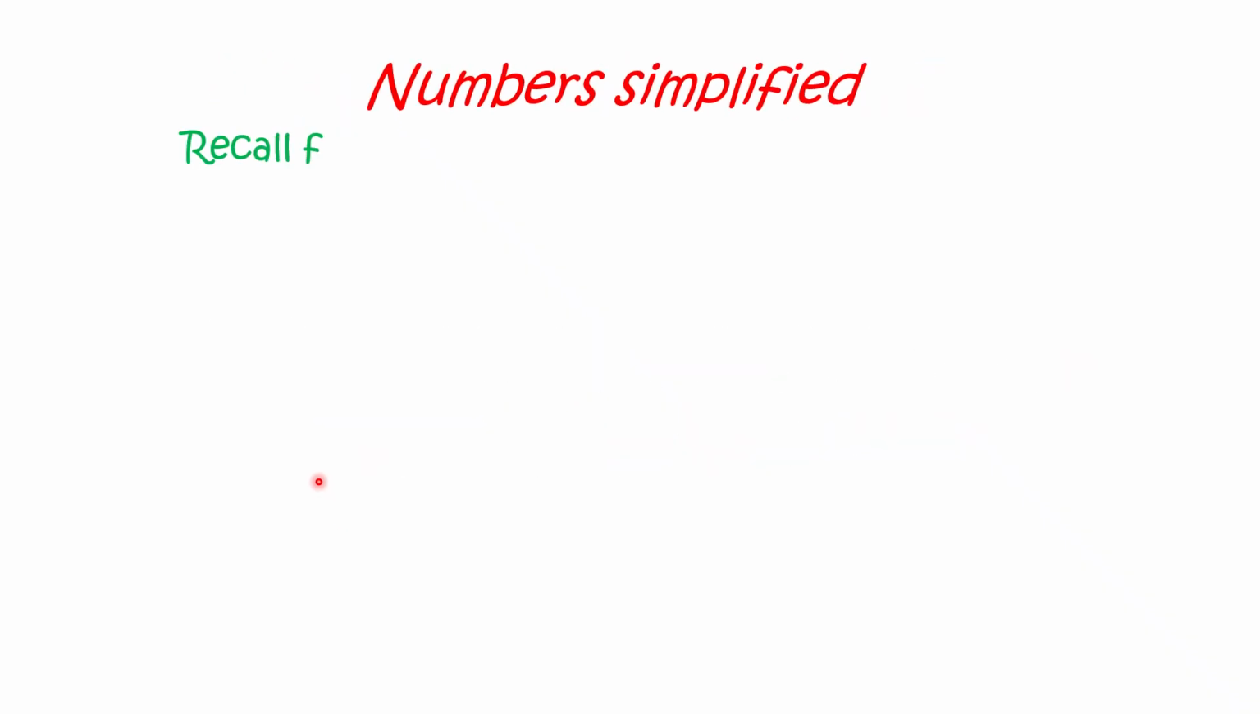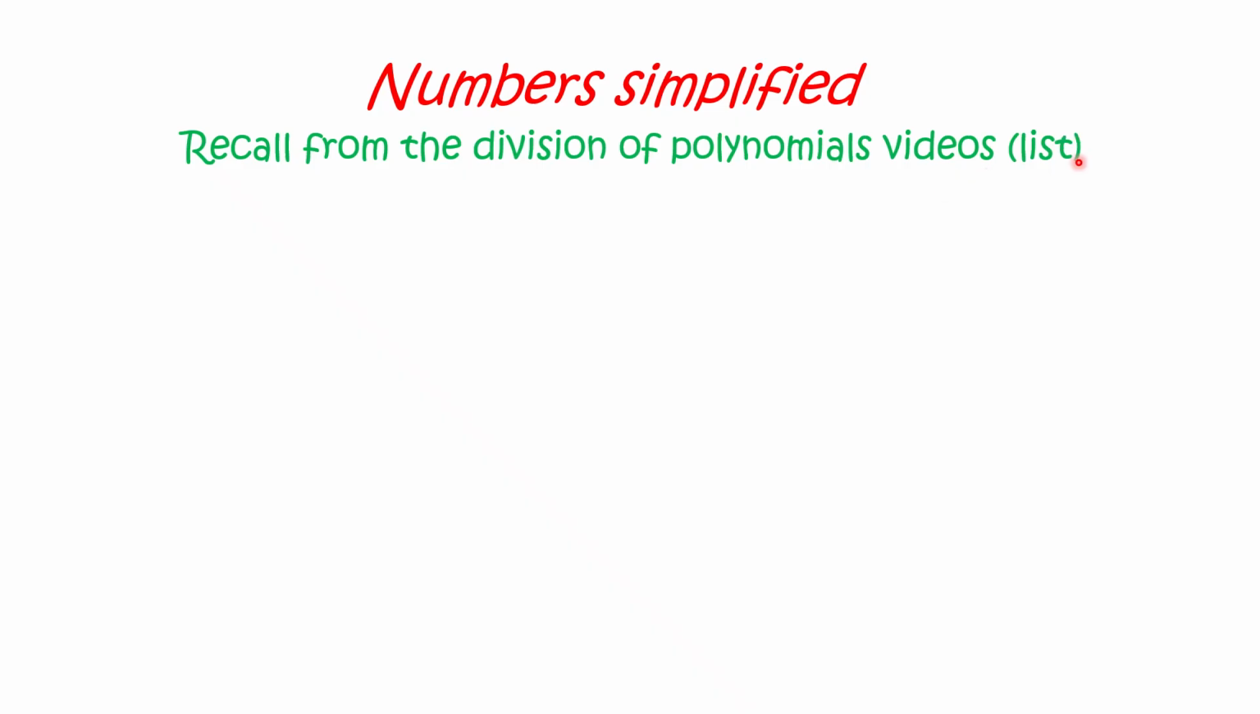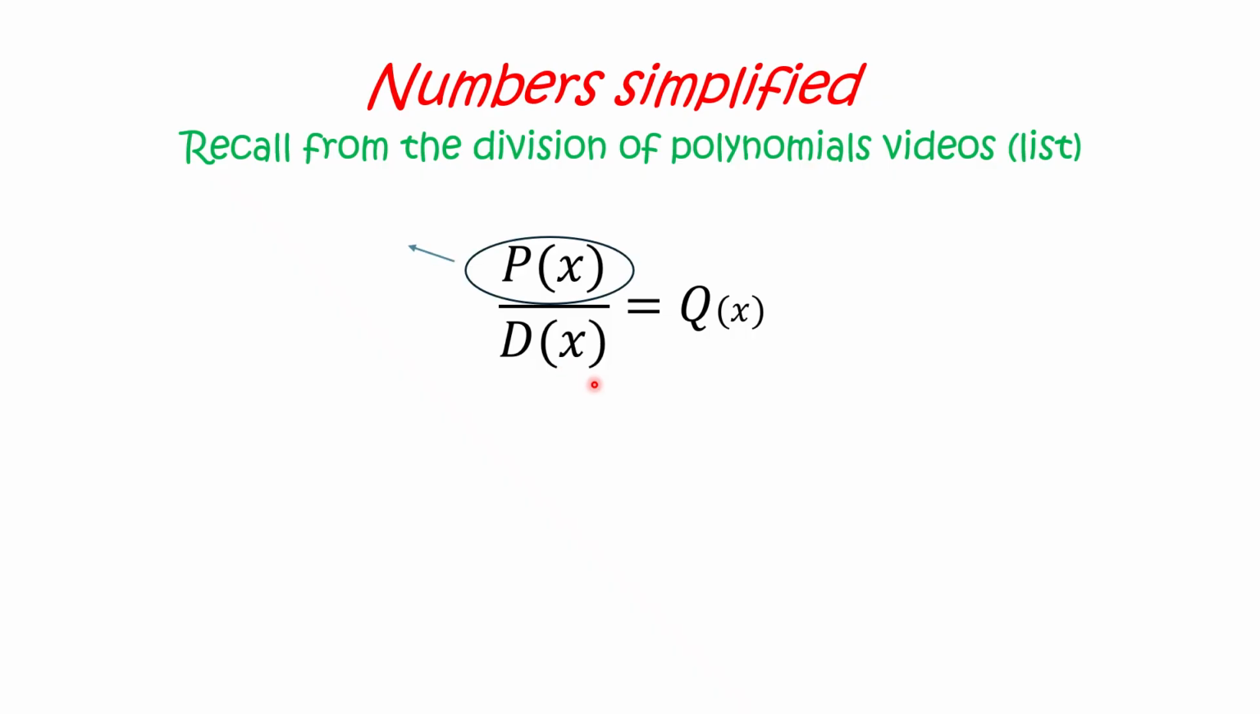So let's have a recall from the division of polynomials videos. We have a list that covers the division of polynomials, all the types of polynomials. But remember, we have p of x, the polynomial, being divided by d of x, known as the divisor, being equal to the quotient. So we have p of x as the dividend and d of x as the divisor, so that we get a quotient q of x.